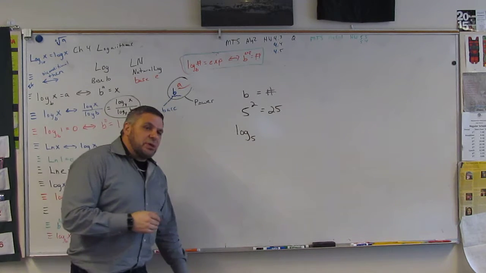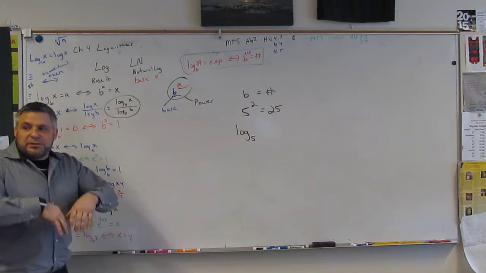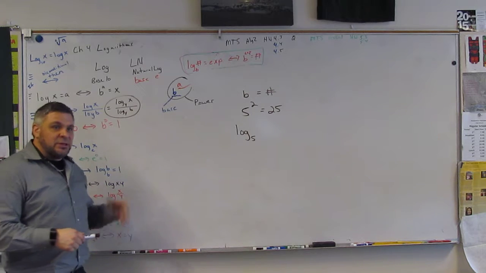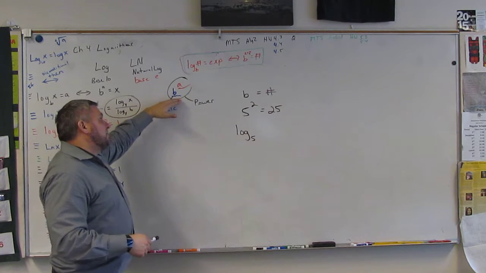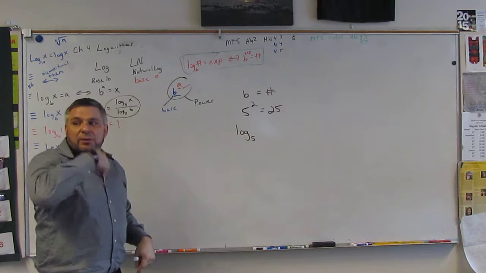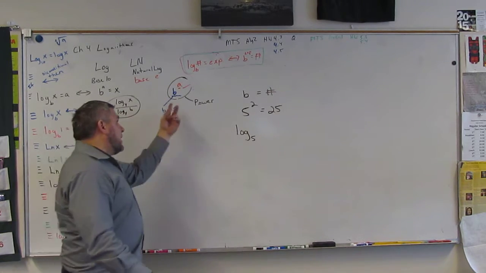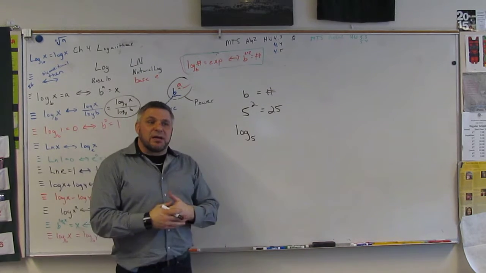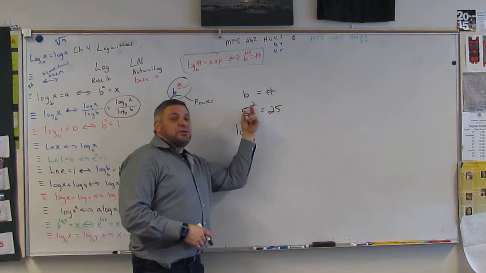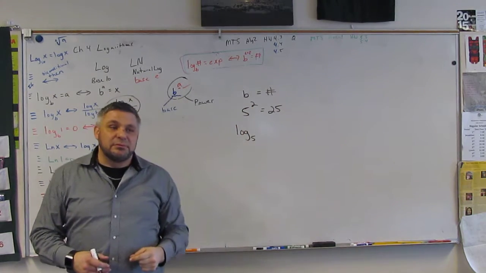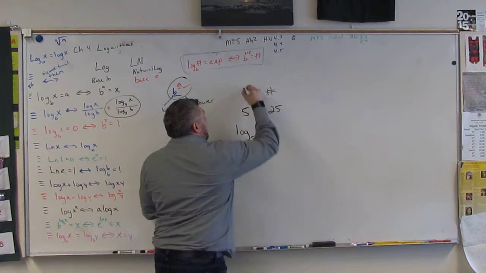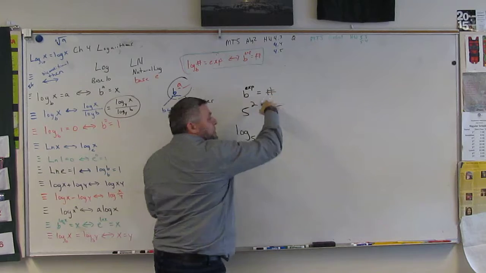Who knows? So a logarithm is based off of the exponential function. The exponential function is made up of a base and an exponent, and that's the whole power. The power is a base and an exponent. So we have a base of 5 with an exponent of 2, and that equals 25, right? So we have a base, an exponent, and a number.